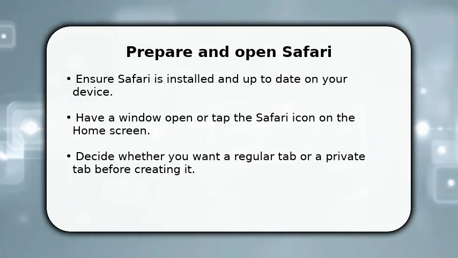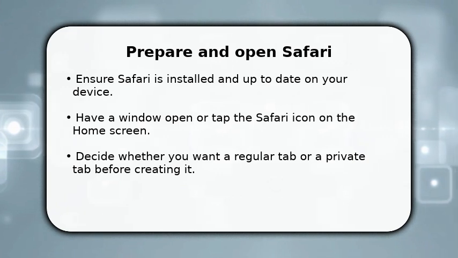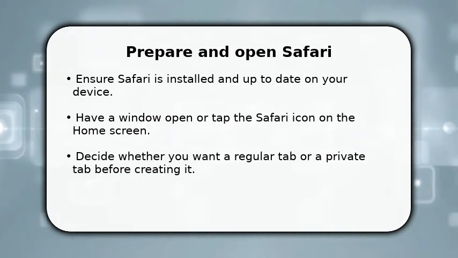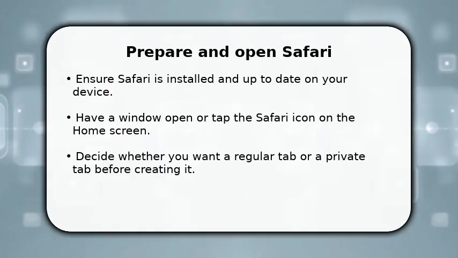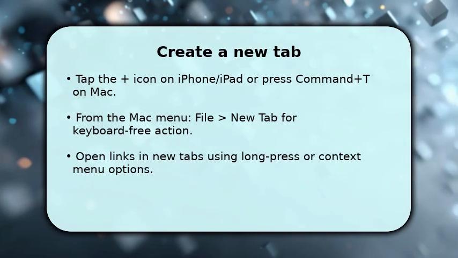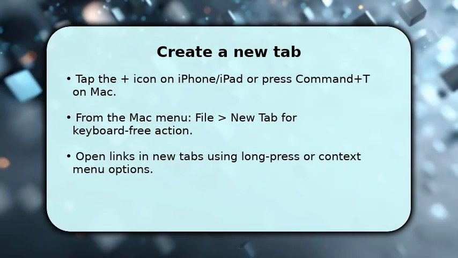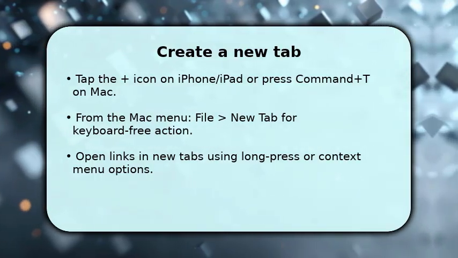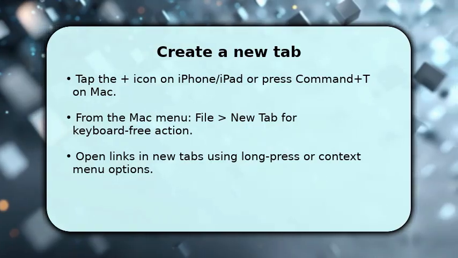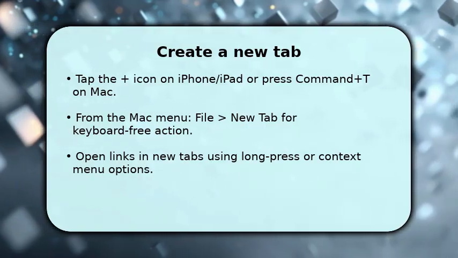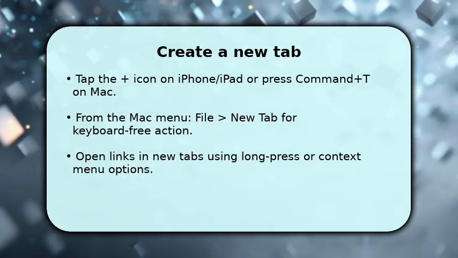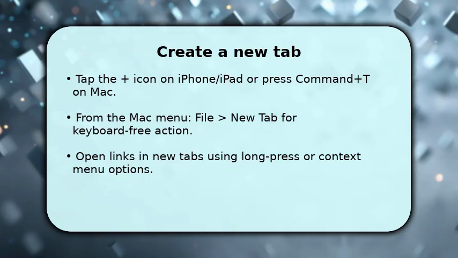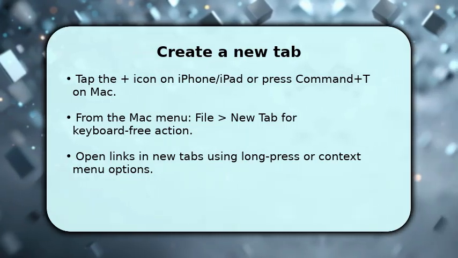You can add a tab in seconds. On iPhone or iPad, tap the plus sign in the tab view and a new blank tab appears. On Mac, press Command+T or choose File, then New Tab. Once done, you can also open links into a new tab by long pressing a link on touch devices or right-clicking on Mac and selecting Open in New Tab. Make sure to check where the new tab opens, foreground or background, and adjust preferences if you want a different behavior.